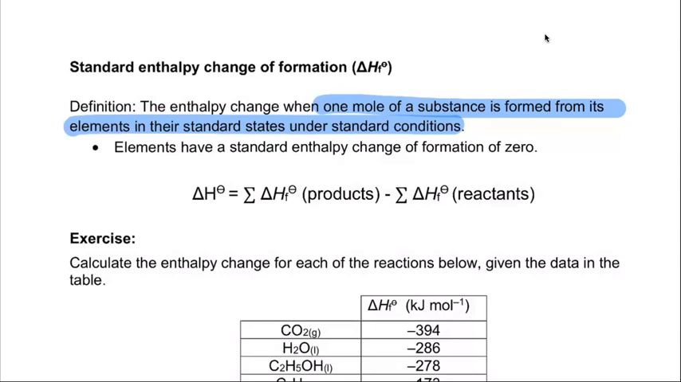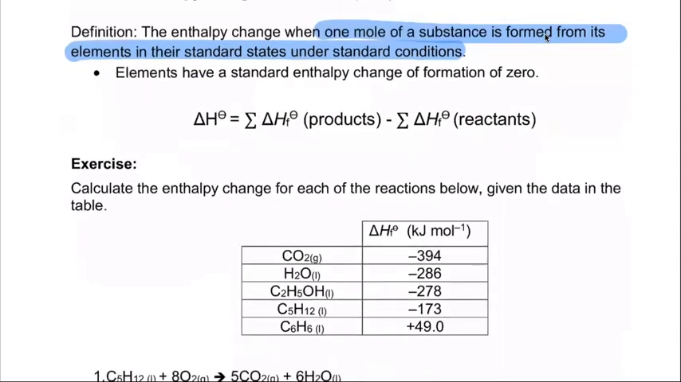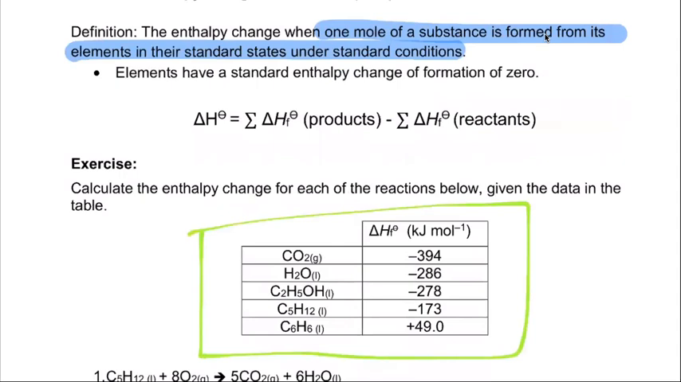So a lot of times though, they will give them to you in a problem like right here. So in the ones we're looking at today, it says calculate the enthalpy change for each of the reactions below given the data in the table. So sometimes they'll give you a data table like this with just the ones that you need to use for your calculations. Sometimes they might not. Sometimes they'll tell you, look in section 12 in your data booklet. Okay. So you just need to know that if they don't give them to you, that's where you can find them.